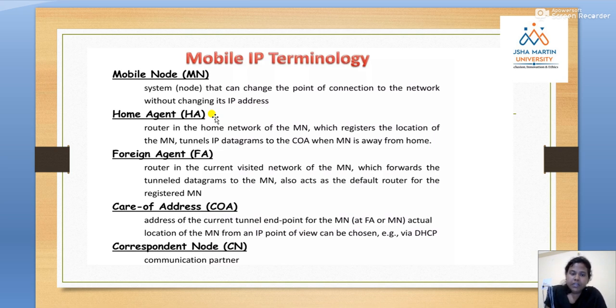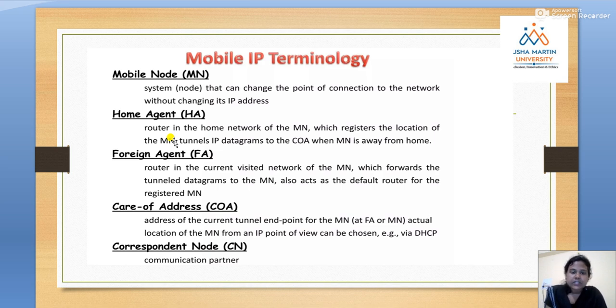And we are giving a name to this router, that is the home agent. Why is it the home agent? The name of the router is home agent because it is now connected to the home network. What do you mean by home network? Where the mobile node is originally present, that area is known as the home network, and the router which is connected to the home network is known as the home agent.